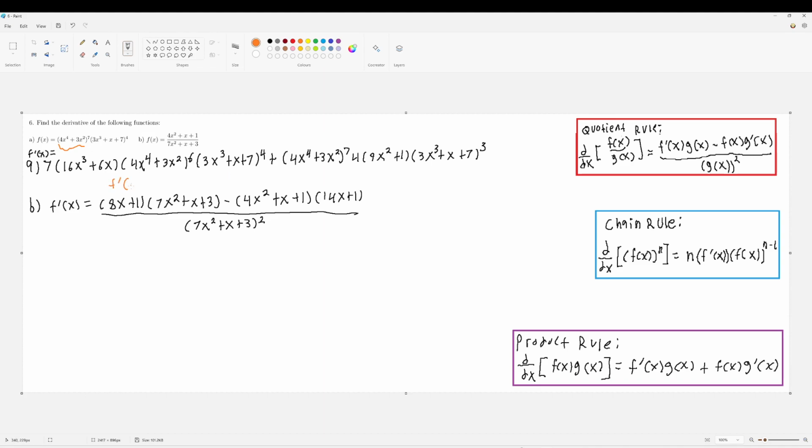So here I can write this out. This is f prime of x. This is g of x. This is just f of x. And then this is g prime of x. Plus f of x times g prime of x, which is 3x cubed plus x plus 7 to the 4. 4 goes down here. We have the original to the 3, and the derivative of the inside, 9x squared plus 1.